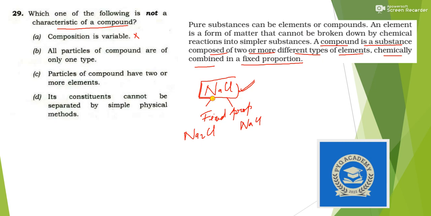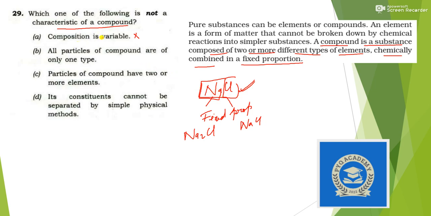It is talking about only Na and only Cl. Okay, so particles of a compound have two or more elements. Yes, it can have. Its constituents cannot be separated by physical methods. Yes, you cannot separate Na and Cl from the compound by just a physical process, that means by heating or by mixing with water.